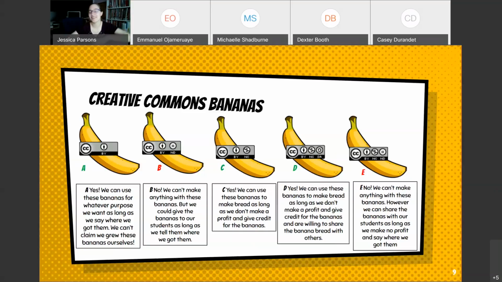And then E, we can't make banana bread out of banana E. That's because while we would need to do attribution for it and we wouldn't be able to sell it, that ND, or non-derivative, simply means that we can't make any changes to it. But again, we can give it to our students and we can say, hey, study this and let's look at how it would apply to this recipe or this other concept. Does anyone have any questions about that?